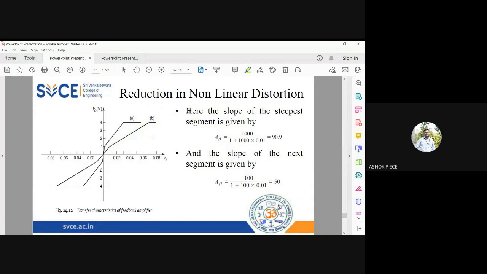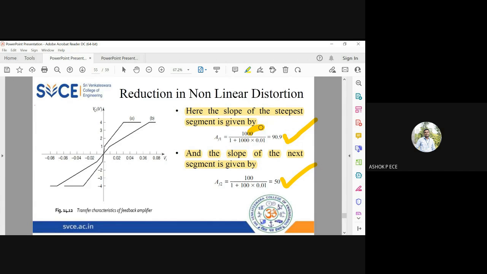So the slope of the first case: the overall gain of the amplifier with feedback is given by AF equals 1000 by 1 plus 1000 into 0.01. 1000 is the maximum gain. So you get 90.09. And for the second amplifier, the maximum gain is 100 because of applying negative feedback. So 100 by 1 plus 100 into 0.01. So the variation is 50.